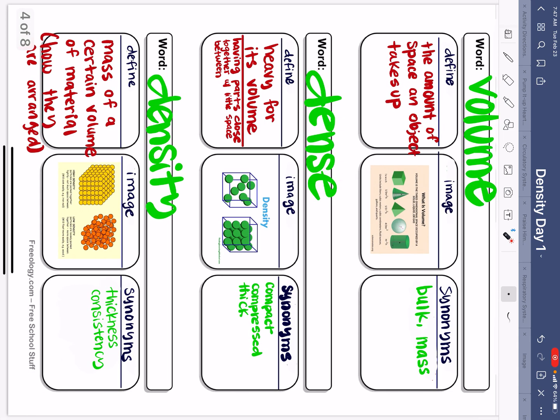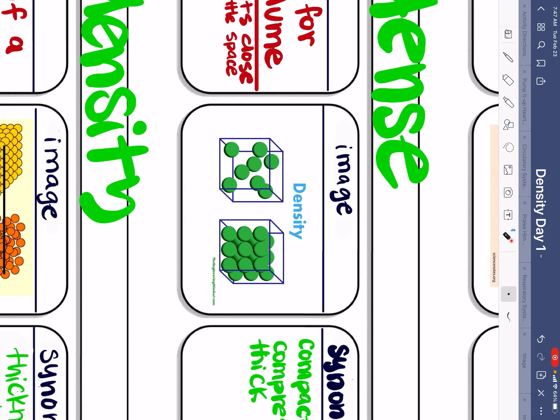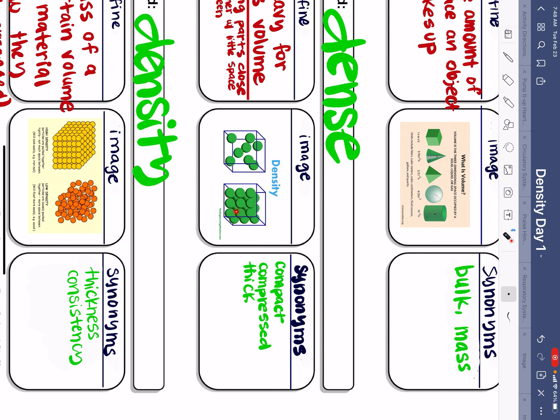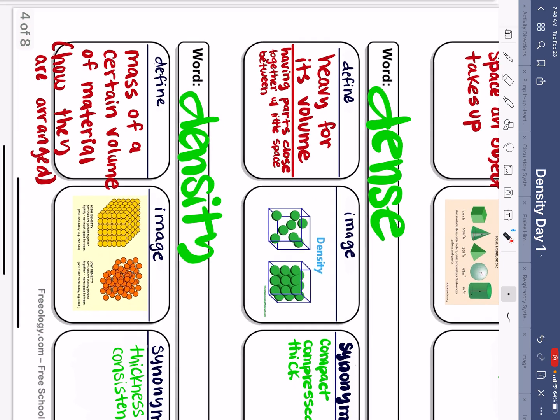Dense is our next word. Heavy for its volume, having parts close together with little space in between. Here's an image of density. Remember, these are more closely together, and these are not as close together, so the one on the right is going to have more density. Synonyms: compact. These are compact. They're compressed, kind of pushed together, and it's a thicker substance. See, there's no thickness really here, but this is a thicker substance.